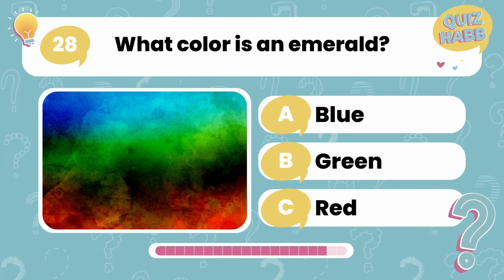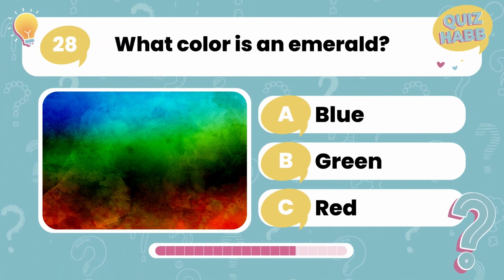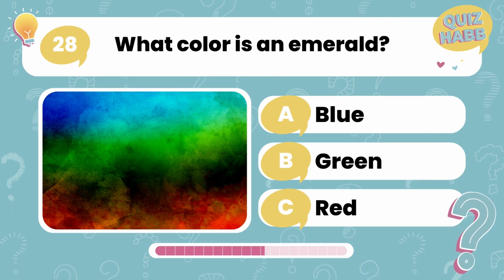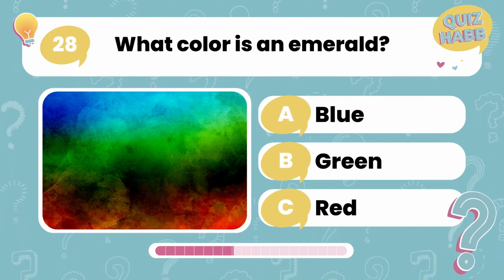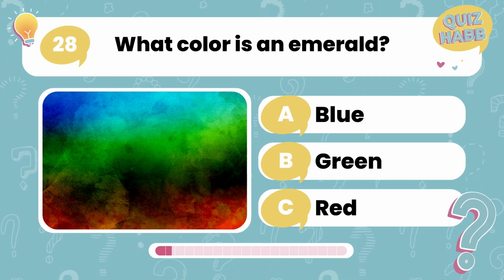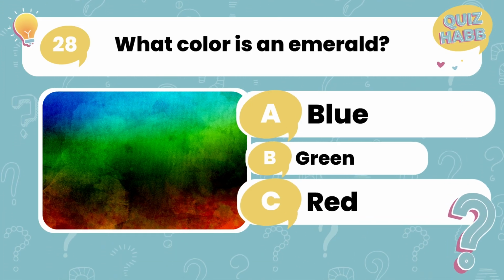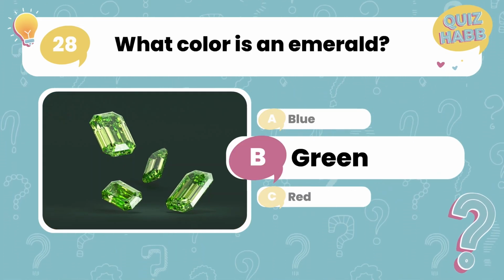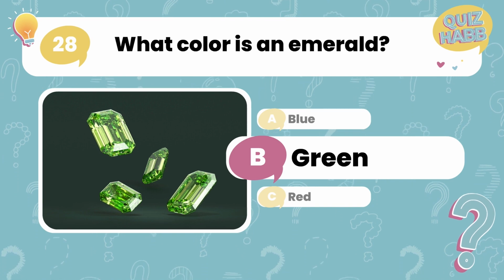What color is an emerald? A. Blue. B. Green. C. Red. Correct answer. Green. Its color comes from trace amounts of chromium.